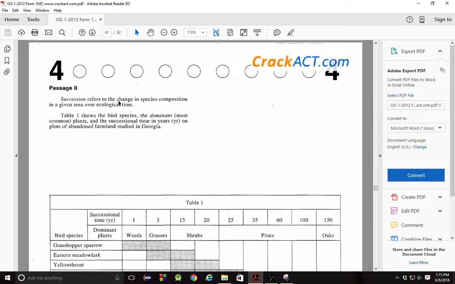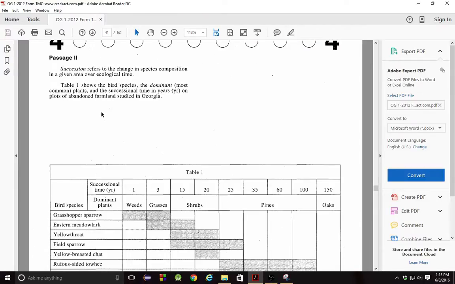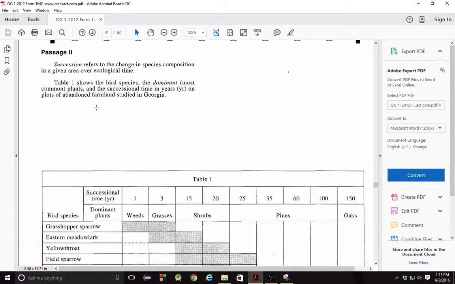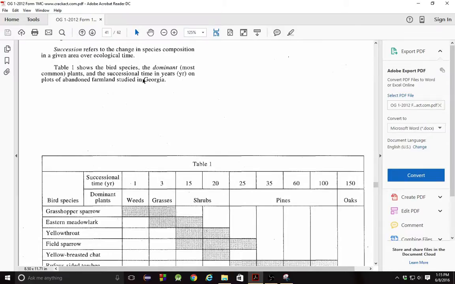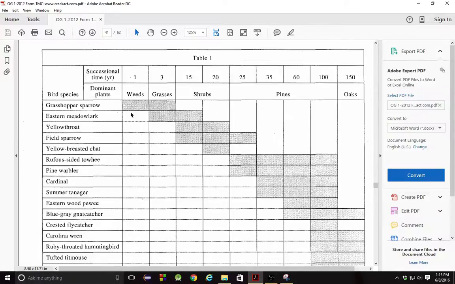Succession refers to the change in species composition in a given area over ecological time. Table 1 shows the bird species, the dominant, most common plants, and the successional time in years on plots of abandoned farmland studied in Georgia. So we've got grasshopper sparrows, weeds, grasses, shrubs, pines, and oaks.